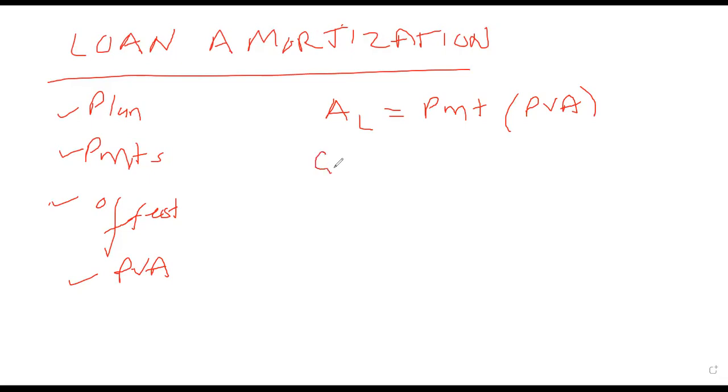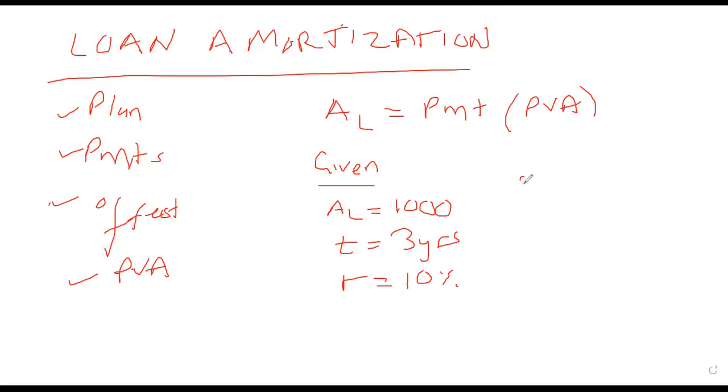So we are given a loan. The amount of loan is 1,000 baht. And this loan is to be paid in 3 equal installments or in 3 equal years. And we are told that the interest rate is 10%. At A, we are asked to calculate the periodic payment, how much must we be paying every year. But B, we are asked to set up an amortization schedule.